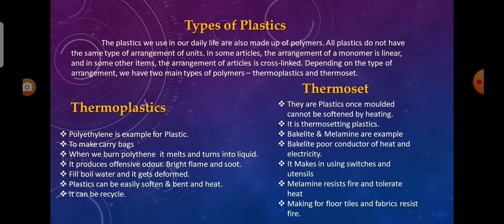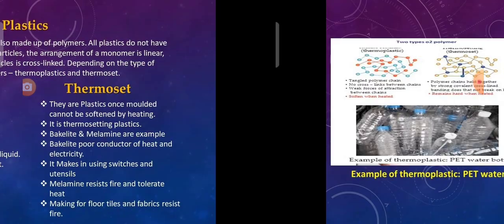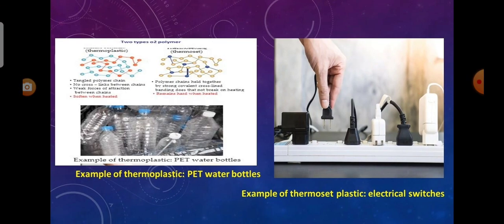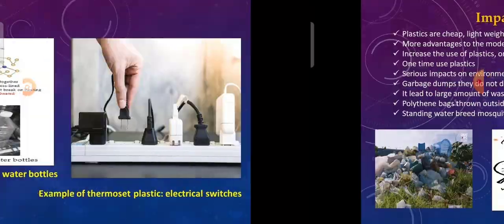Now we see the types of plastics. The plastics we use in our daily life are made up of polymers. We already saw that. And we see the example for thermoplastic is PET, water bottle. And the example for thermoset is electrical switches.